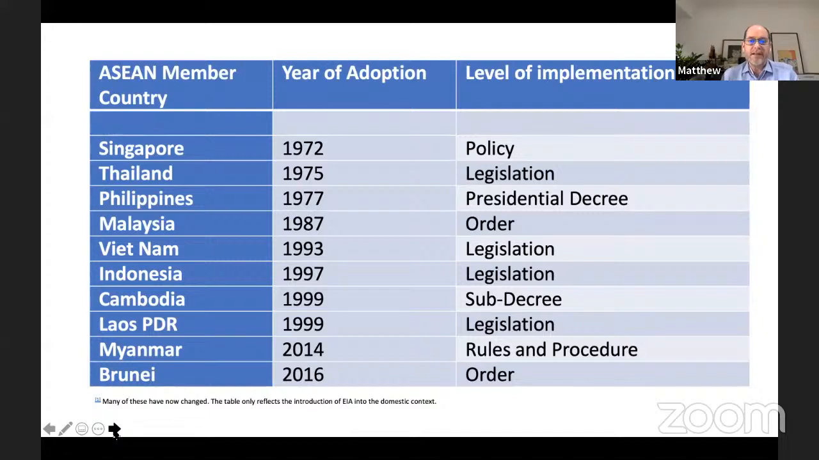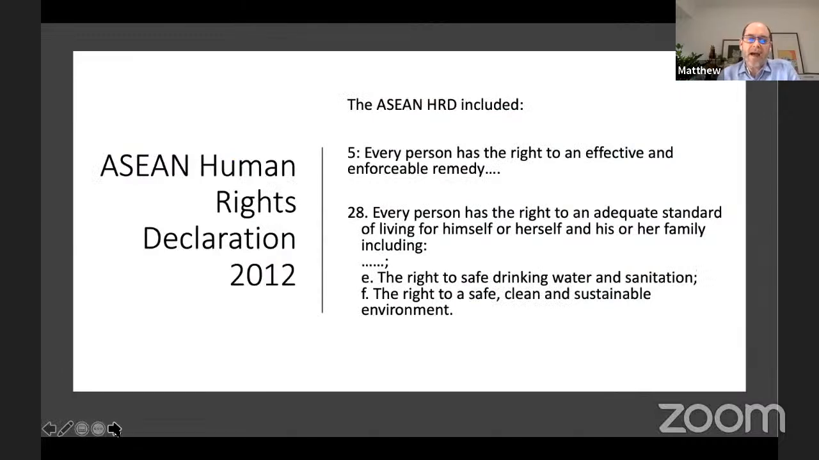But Thailand also introduced its initial legislation along with the Philippines in the mid-70s. Thailand has subsequently updated its policies with further reforms coming in the last few years. The Philippines has provided a number of regulations, although the law itself, the presidential decree, still stands. Other countries have followed suit, and the latest two were Myanmar and Brunei. So at the moment, all ASEAN member states, with the exception of Singapore, have formal legislation that deals with environmental impact assessment. But other things have changed since those laws on environmental impact assessment.